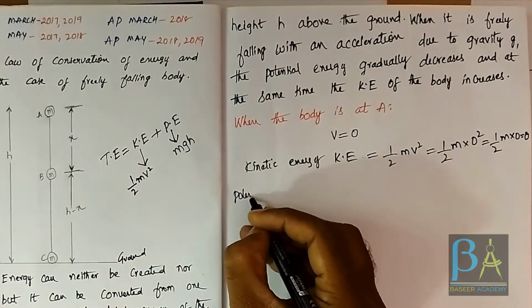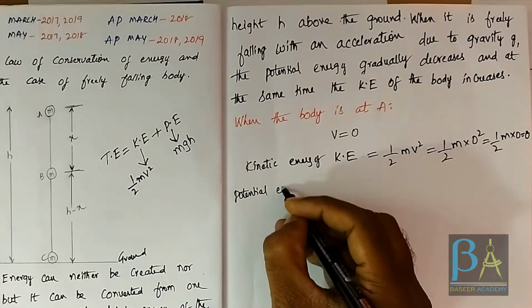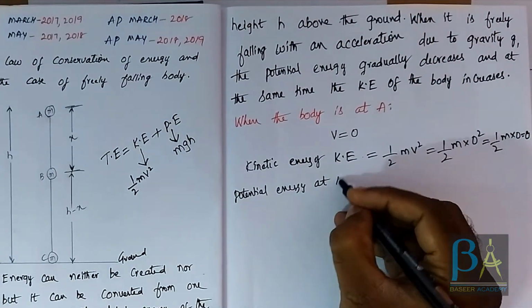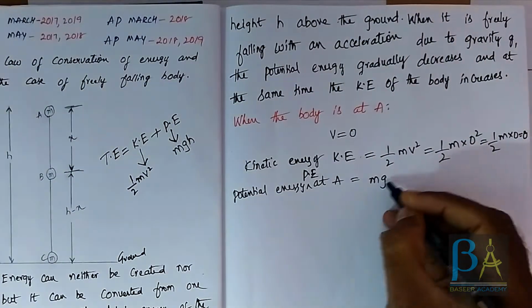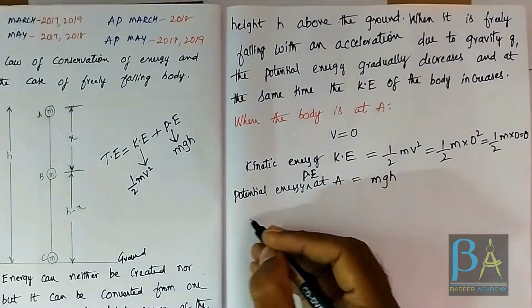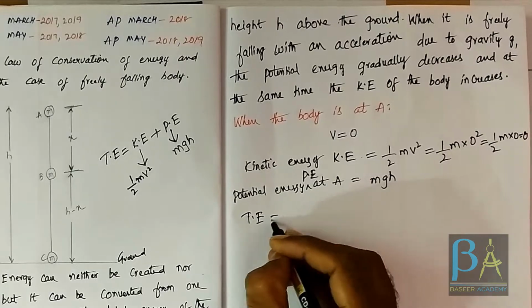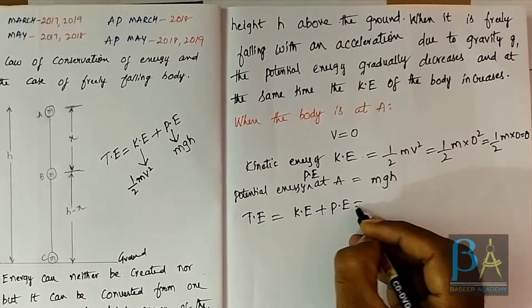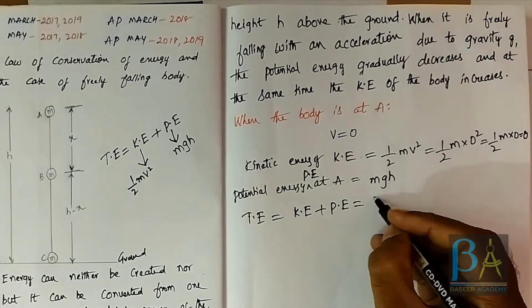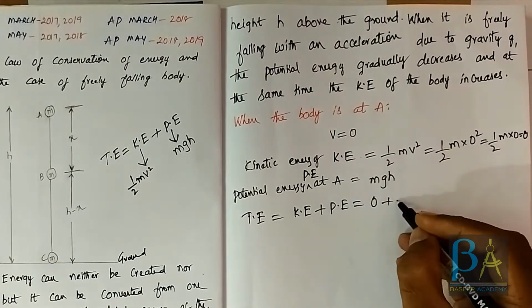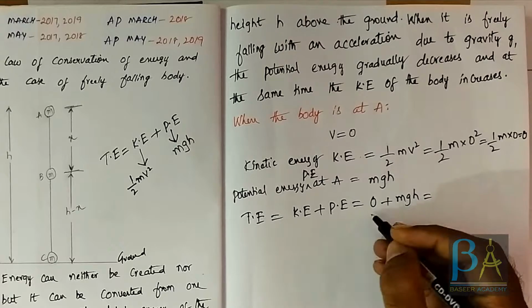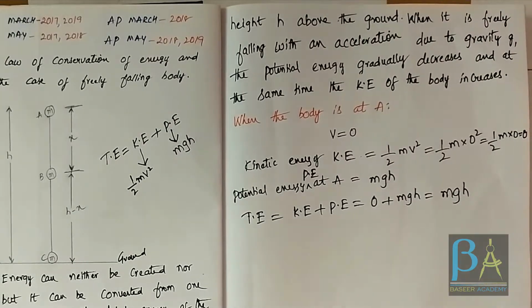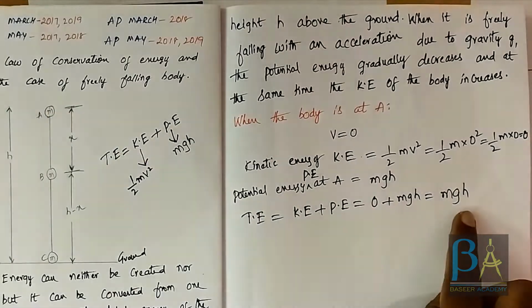Now let us find out the potential energy. The potential energy at A is going to be mgh. Let us now write the total energies. The total energy is the sum of kinetic energy and potential energy. Kinetic energy, we got it as 0, and potential energy, we have it as mgh. 0 plus mgh gives us mgh. So the total energy at point A is mgh.